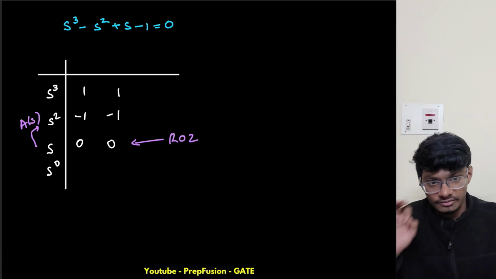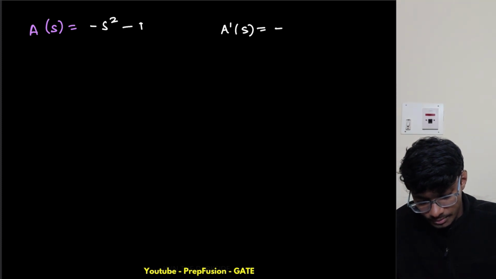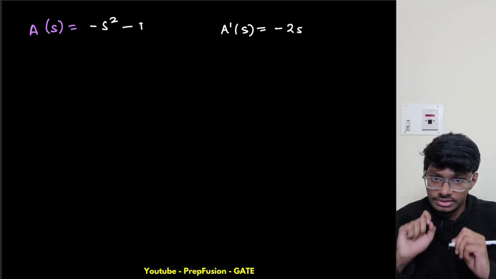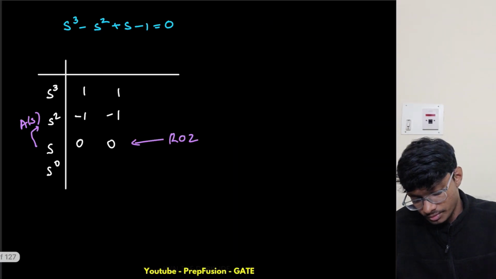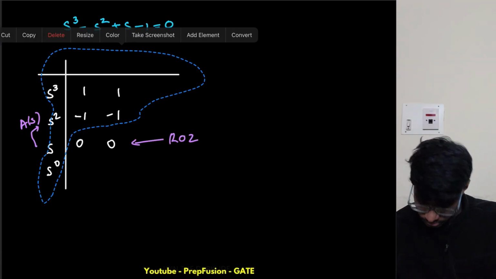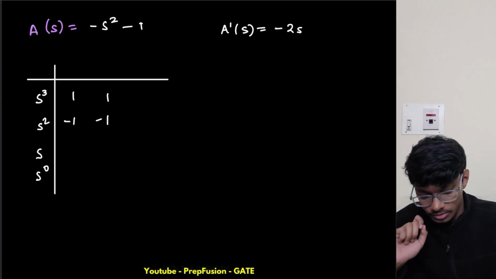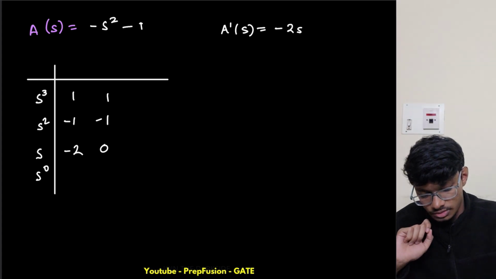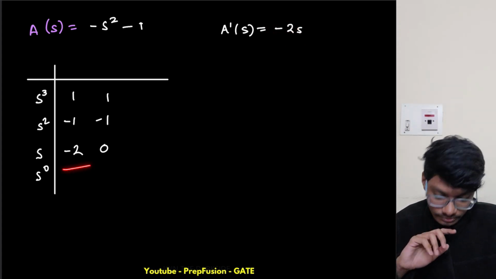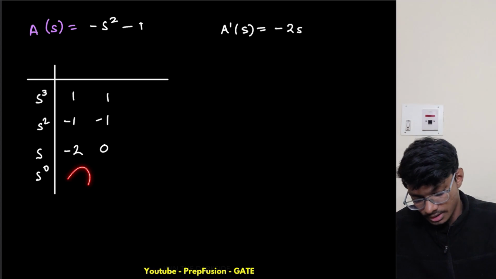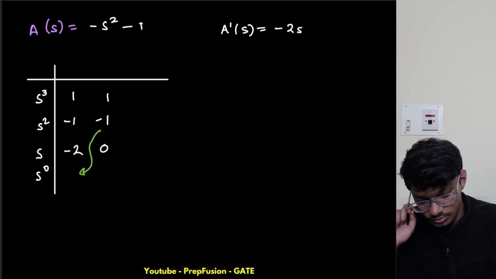Now what do you do? Simply differentiate this one. If you differentiate it, A dash of s equals minus 2s. Now let me put the coefficients in the Routh table itself. So I will copy the Routh table. Now this one becomes minus 2 and 0, because this is the coefficient, and after this I have nothing. Now let's compute the last row. This one will come over here, so we'll do this with another pen.